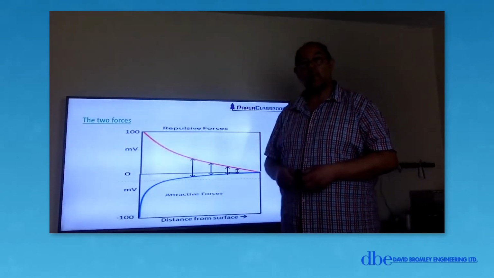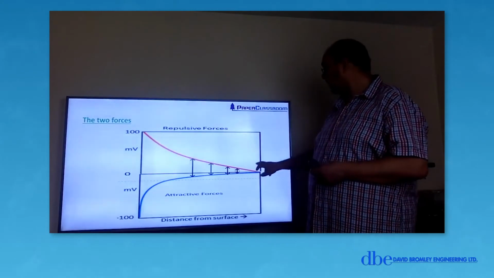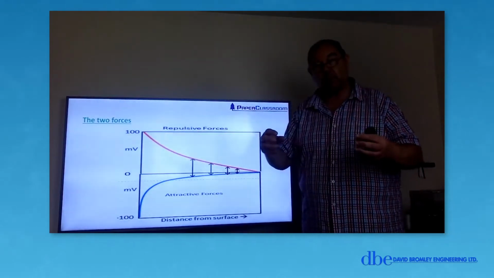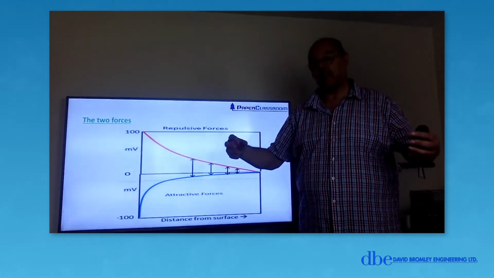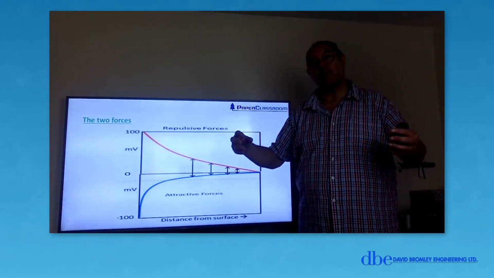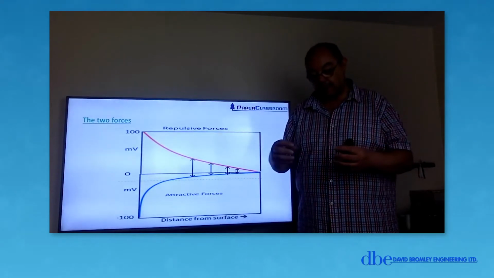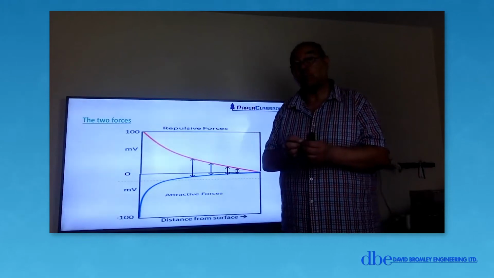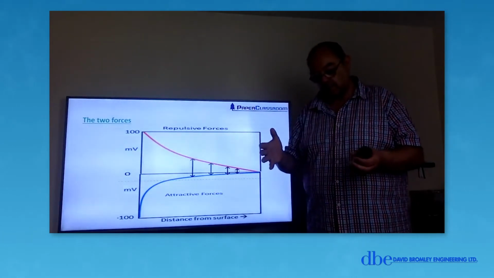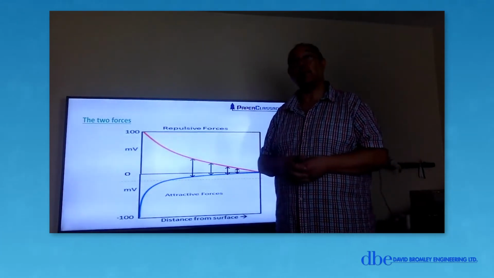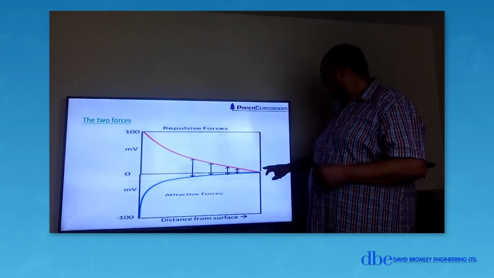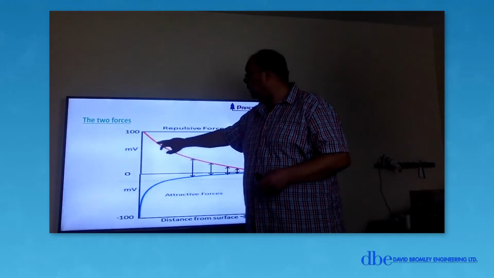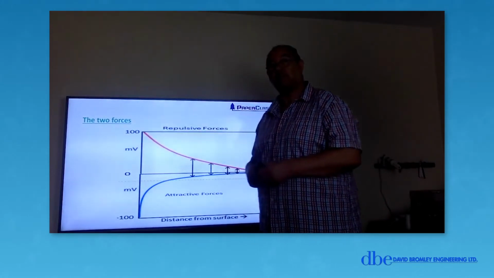So here we have a graph, we'll just go through it slowly. These are the repulsive forces. Imagine having two magnets, North Pole to North Pole. When they're far apart, you can't feel any forces of repulsion. As the magnets get closer together, the forces of repulsion become stronger and stronger. So, going back to our video with the electrical double layer, forces of repulsion, as two particles get closer and closer together, the repulsive forces will increase.